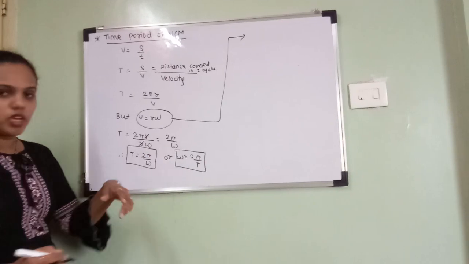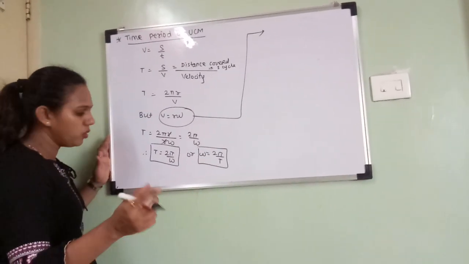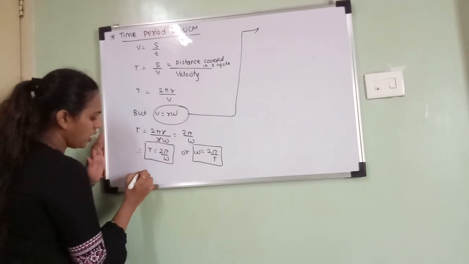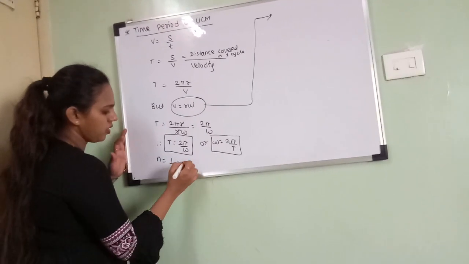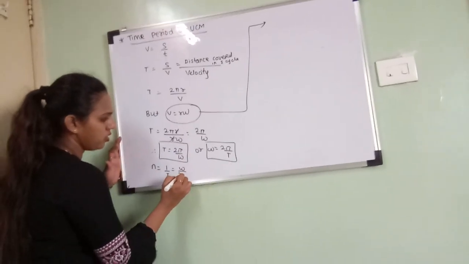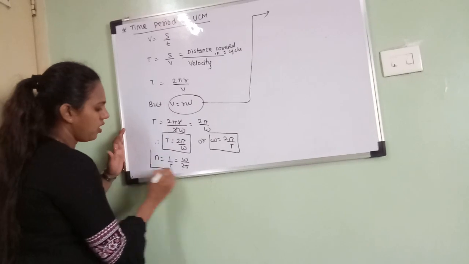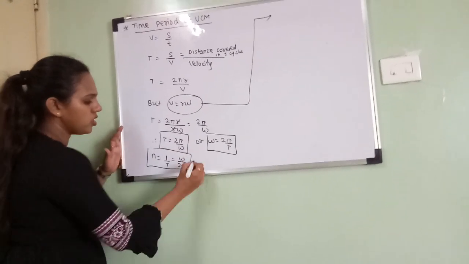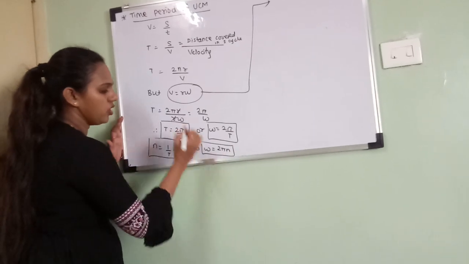Right? From this you can calculate frequency also. Frequency is the number of revolutions performed in 1 second. So from this n can be written as 1 by T, or you can say omega upon 2 pi is nothing but n, having formula. Or you can say from this omega is equal to 2 pi n. This is also one of the relations.